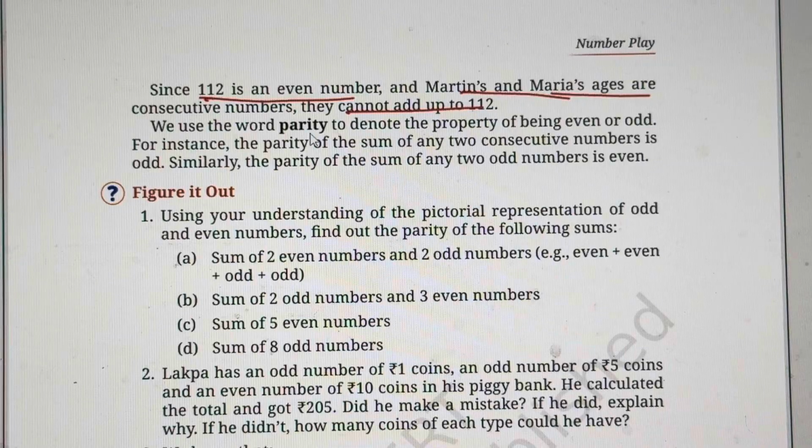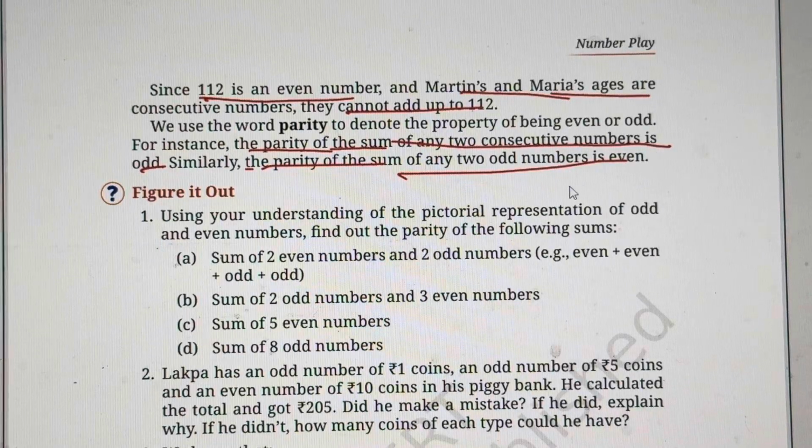So we use the word parity. Parity means the property of being even or odd. So the parity of the sum of any two consecutive numbers is odd. Similarly, the parity of the sum of any two odd numbers is even. Right? If you remember these properties, it will help you in solving sums and answering questions in a better way. I am repeating, the sum of any two consecutive numbers, consecutive meaning one after the other, will always be odd, you will never get an even number. But the sum of any two odd numbers will always be even.